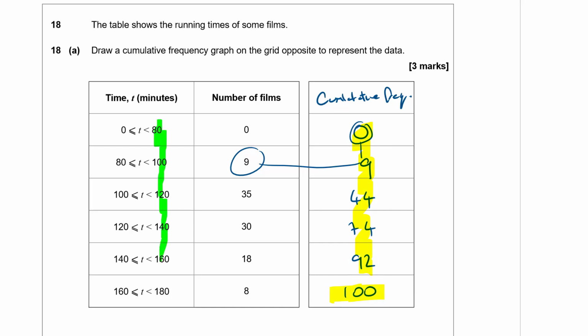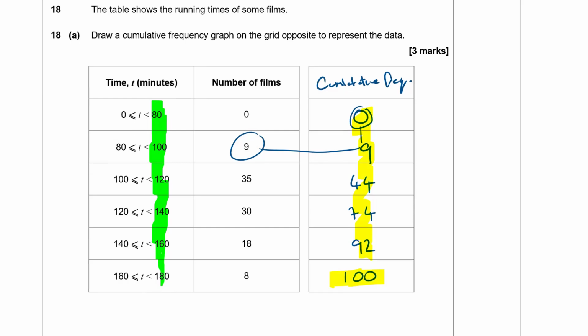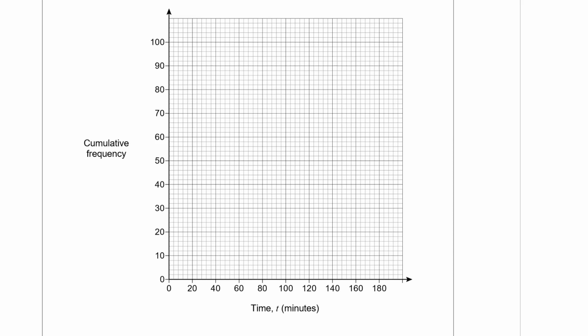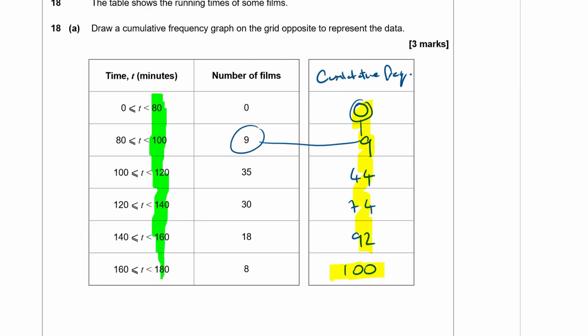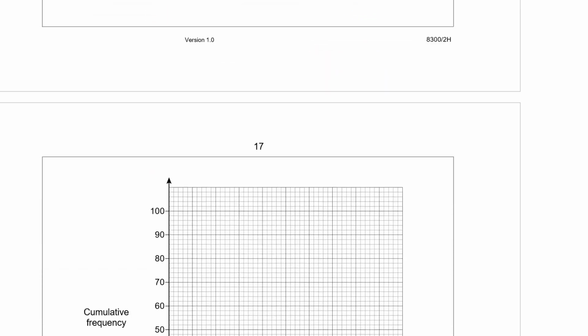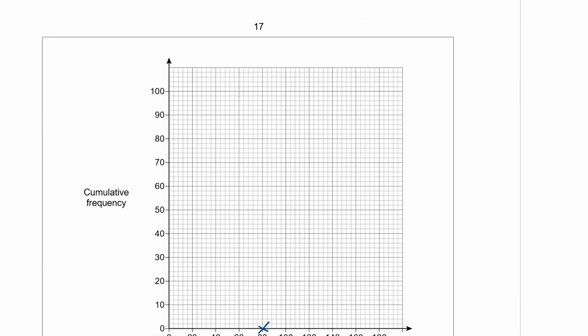bound. We're going to be plotting them against these numbers. Okay, so the first point I need to plot is 80 against 0. So 80 goes with 0. The next point is 9 goes with 100. So 100 goes with 9, and so on. I'm going to plot all the others. So I'll pause this, plot the others, and get back to you.